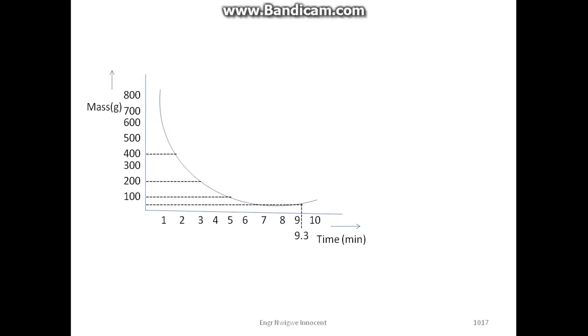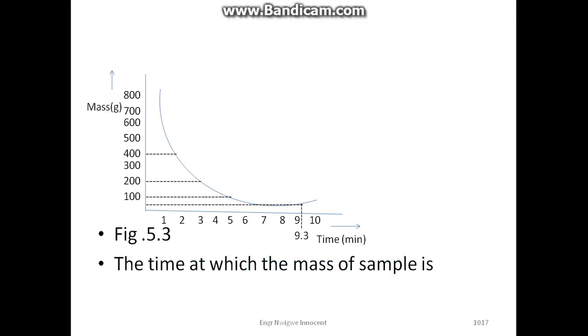Figure 5.3 illustrates the mass in grams against time in minutes graph. The time at which the mass of the sample is 30 grams is equal to 9.3 minutes, when traced from the graph.